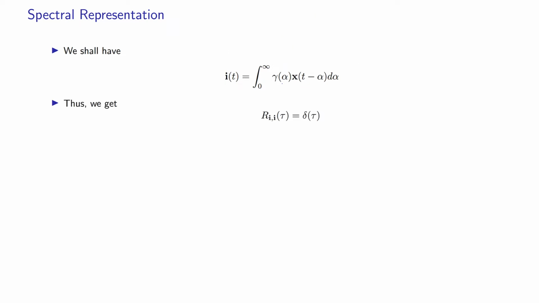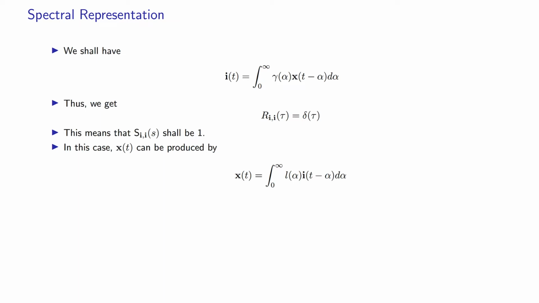Now, we also know that the power spectral density of the input should be this one, and then from here you get S I of omega equal to 1. So it's a flat power spectral density, because it's white. If you write it in the Laplace domain, it should be equal to 1.